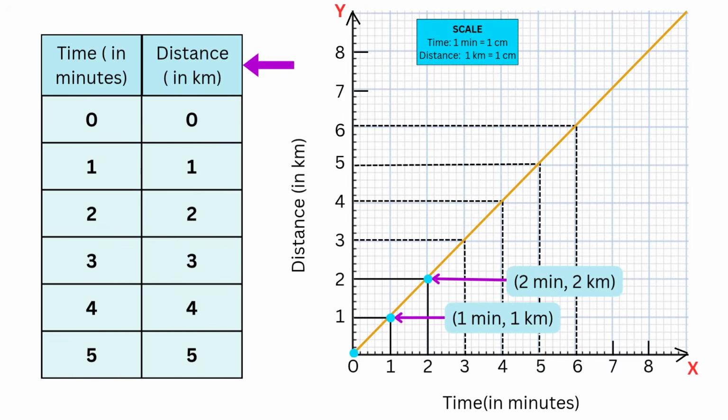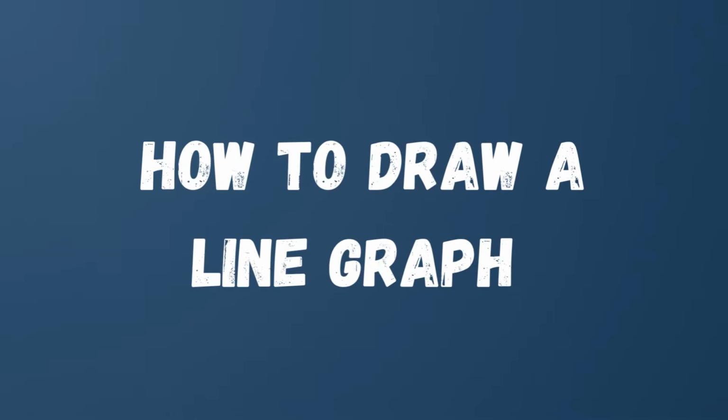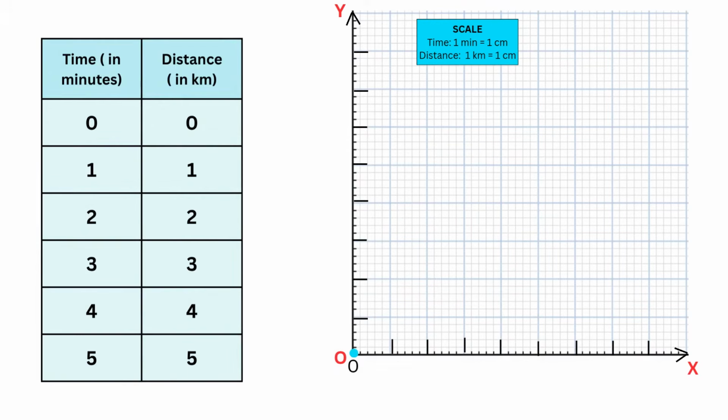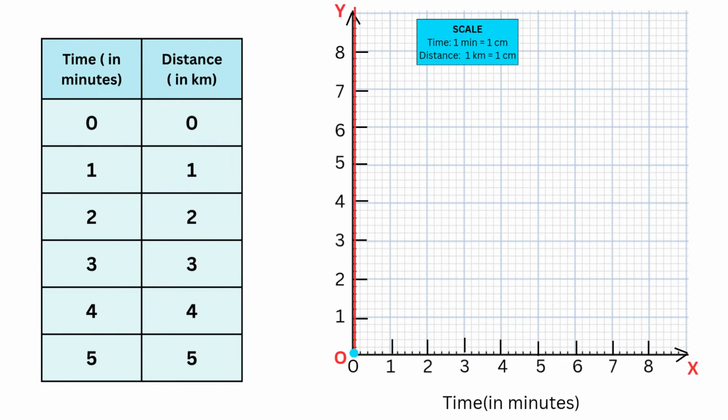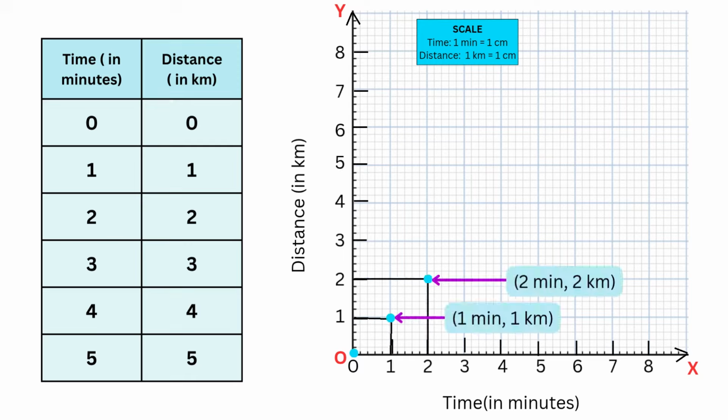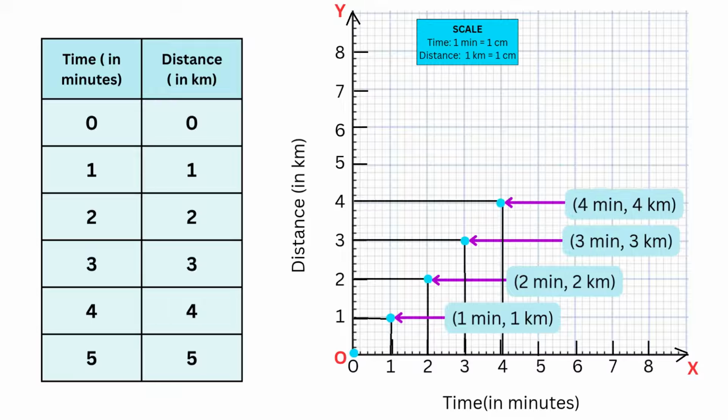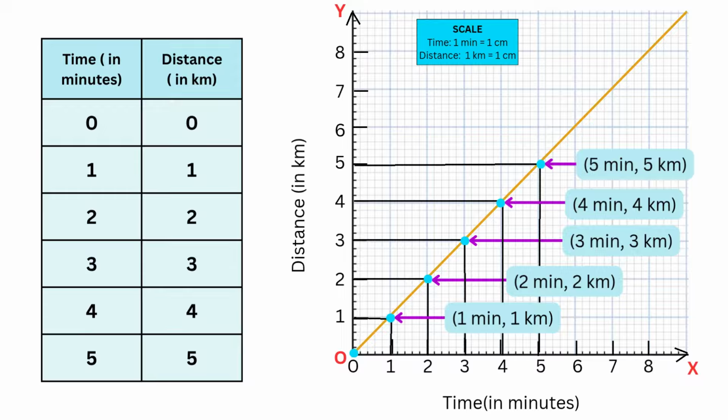Here's the data we'll use. Time is given in minutes, and distance is given in kilometers. Draw two axes, the x-axis for time in minutes, and the y-axis for distance in kilometers. Now plot these points: (0, 0), (1, 1), (2, 2), (3, 3), (4, 4), (5, 5). Then join them with a smooth, straight line. A straight line means the object moves with constant speed. That's uniform motion.